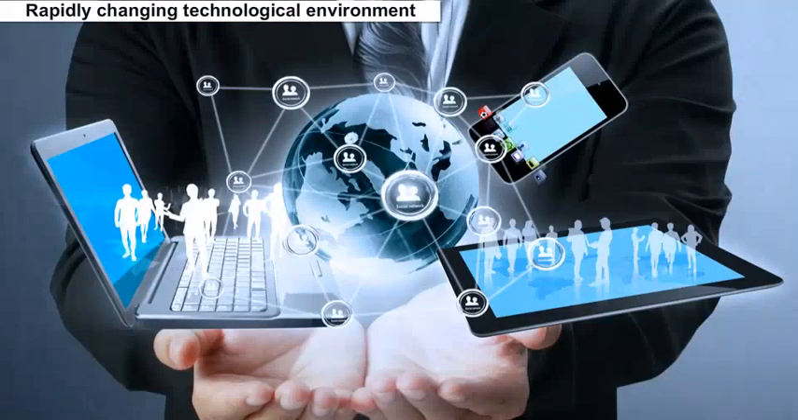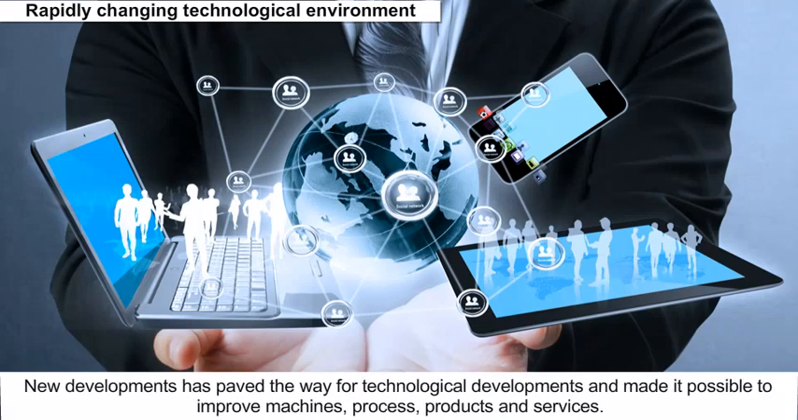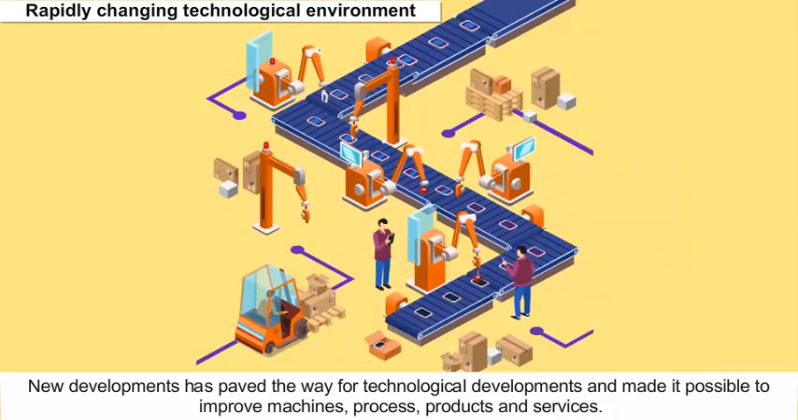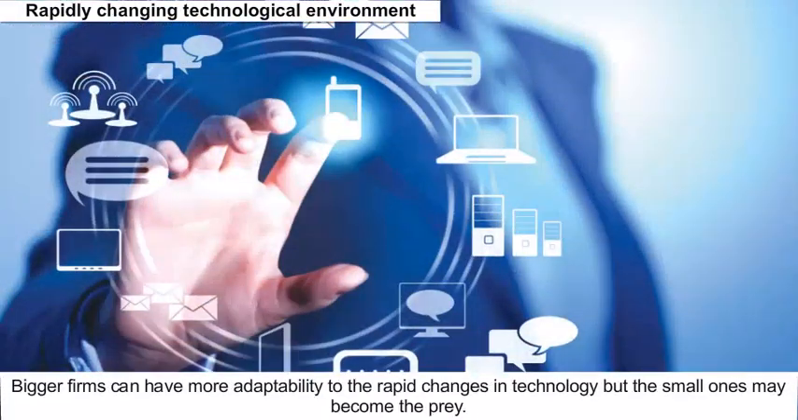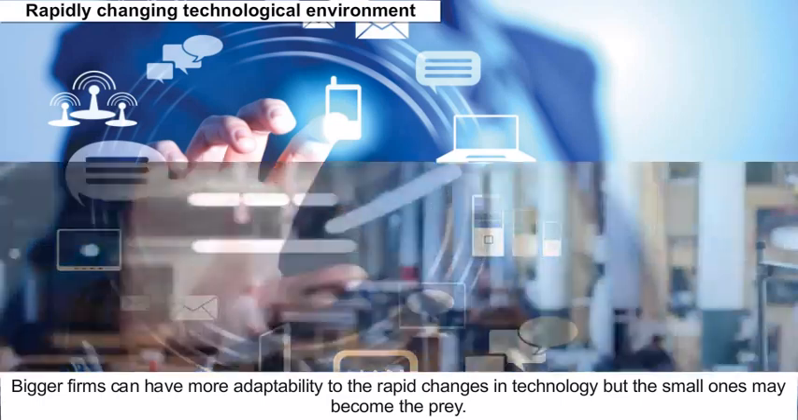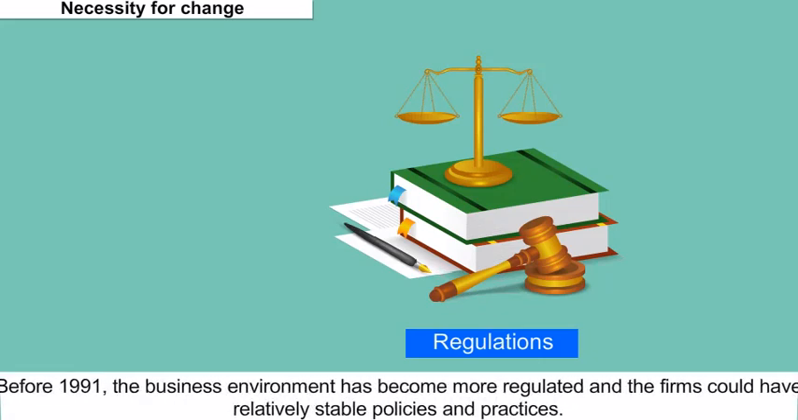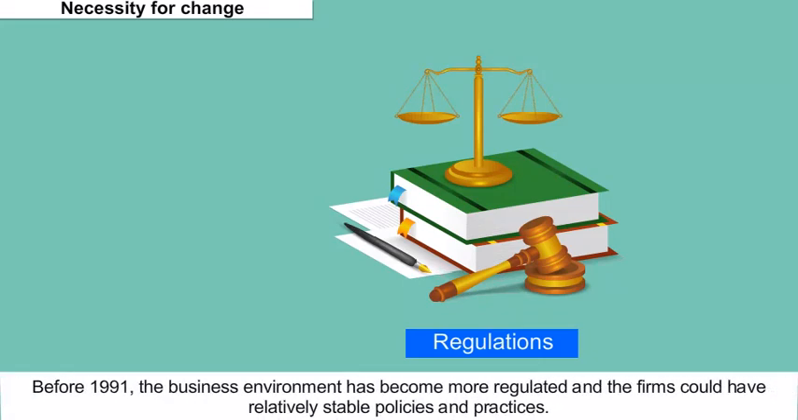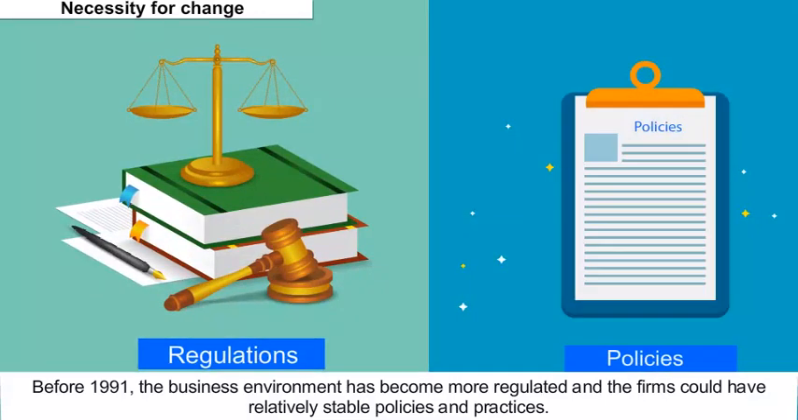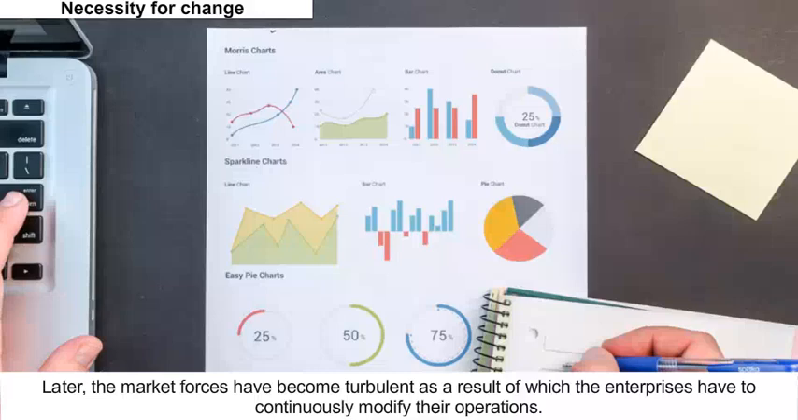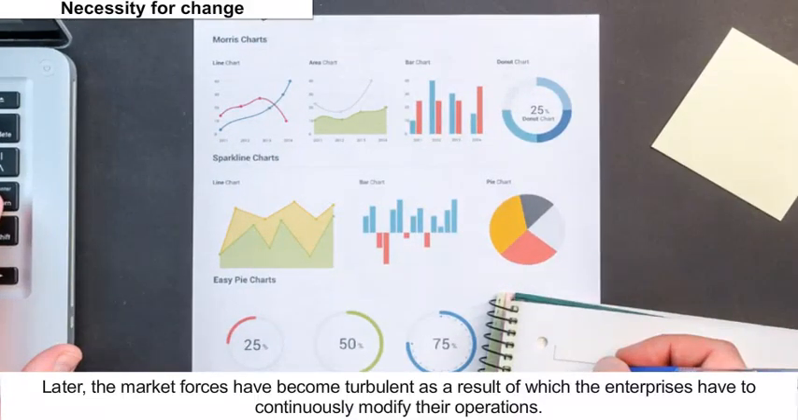Rapidly changing technological environment. New developments have paved the way for technological developments and made it possible to improve machines, processes, products and services. Bigger firms can have more adaptability to the rapid changes in technology, but the small ones may become the prey. Necessity for change. Before 1991, the business environment was more regulated and firms could have relatively stable policies and practices. Later, the market forces have become turbulent, as a result of which enterprises have to continuously modify their operations.